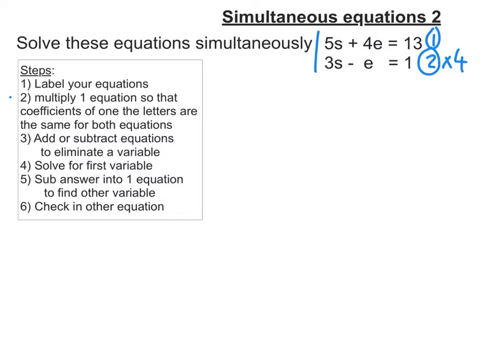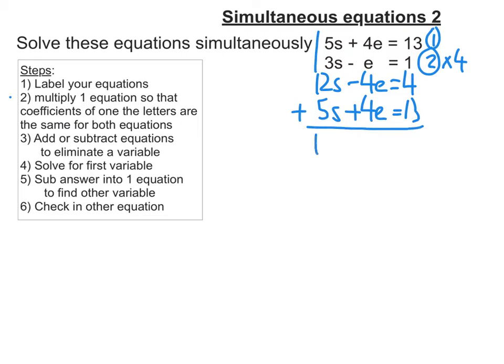So let's do that. 3s times 4 is 12s. Negative e times 4 is negative 4e. And 1 times 4 is 4. So now you'll notice that I've got a positive 4e and a negative 4e. So now I can add them together and it will eliminate the e's. Let's just write out equation 1 again and add them up.